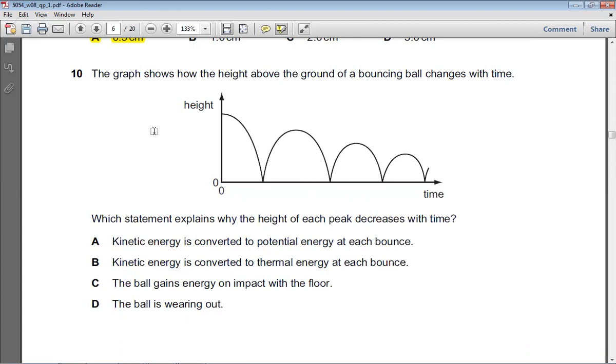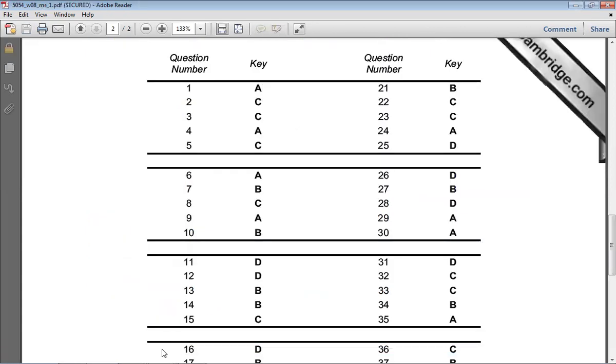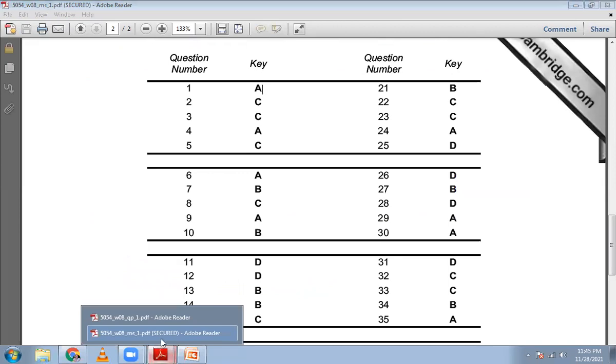The question is, which statement explains why the height of each peak decreases with the time? I think the reason is the kinetic energy is converted to thermal energy at each bounce. So I think that B looks the best option to me. You can read all the options. I think question number 10B is the right answer. Question number 10B is the right answer, sir.